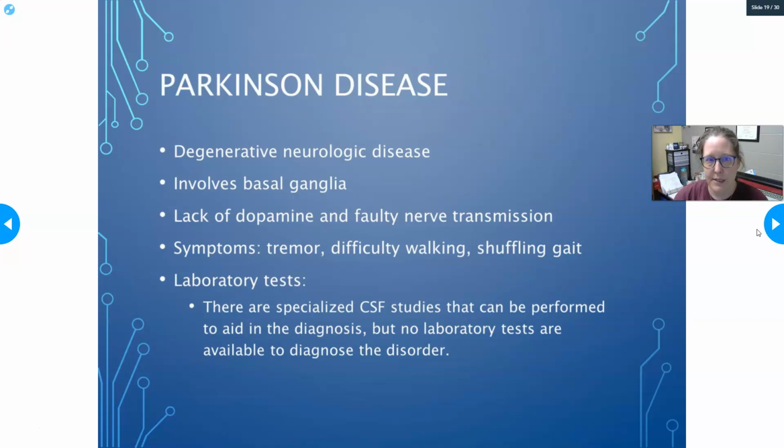So what lab tests? There are specialized spinal fluid studies that can be performed to aid in the diagnosis, but basically there's no lab test to diagnose this disorder either.